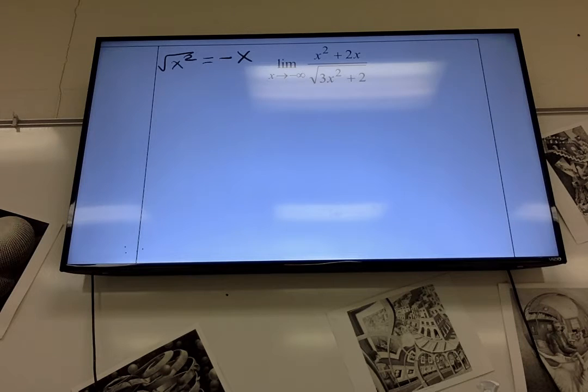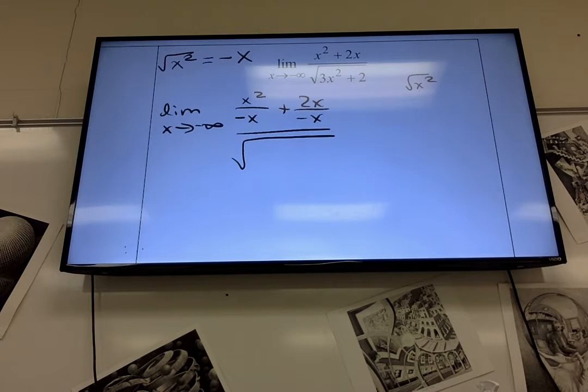Right about this time, Harvey's going, this is why I'm not back in school. Okay, so the limit as x approaches negative infinity of the square root of 3x squared plus 2 over negative x. We divide everything by the highest variable with the highest exponent on the bottom, which is x. The square root of x squared, and so then this would be negative x because it's negative infinity.